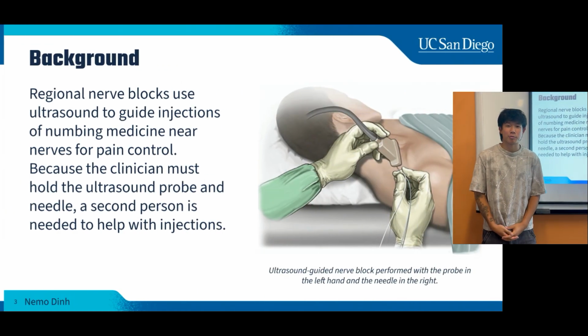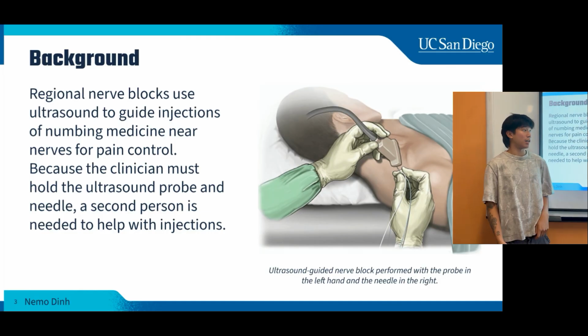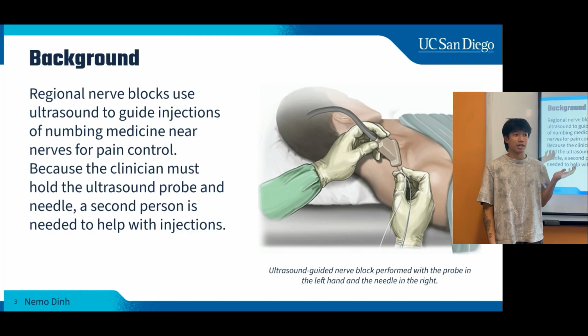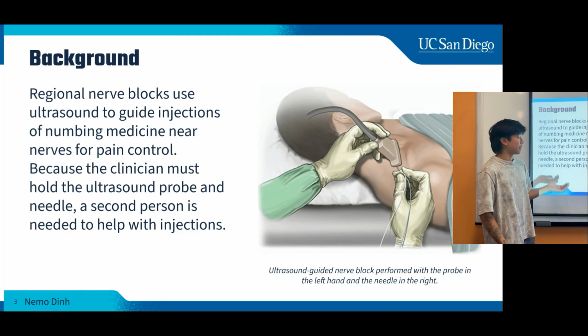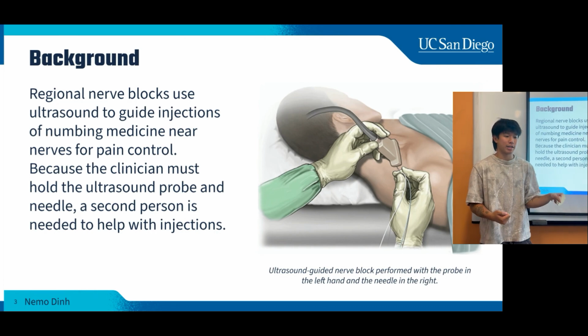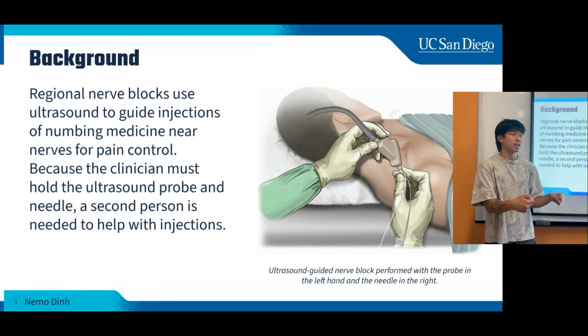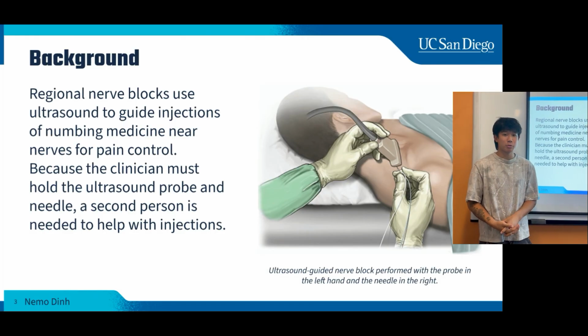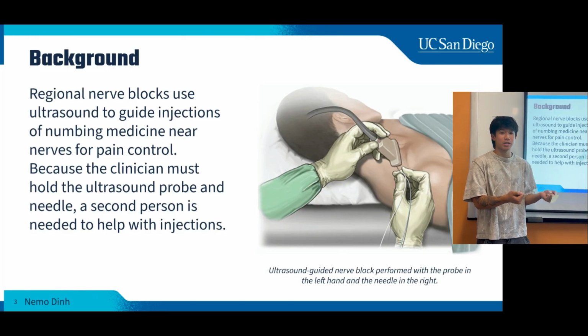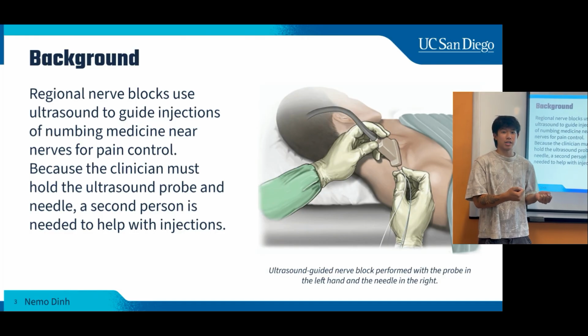So a little background on our project. As many of you know, a regional nerve block is a local anesthesia procedure that uses an ultrasound probe and a needle in the other hand to guide the injection near the nerve bundle. This procedure usually requires 2 people because the doctor has both of their hands busy. Somebody else needs to inject the anesthetic fluid.